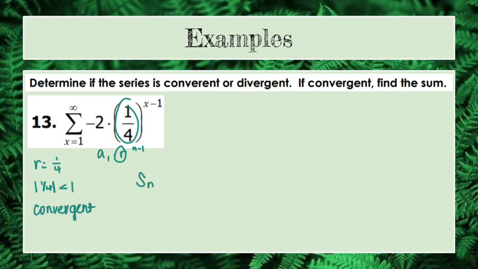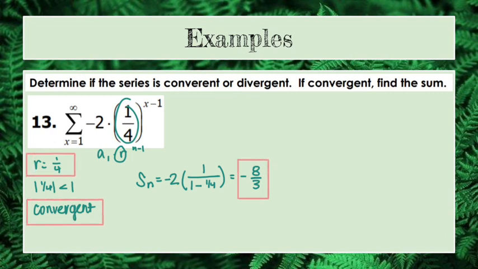And we need to use our formula to find the sum. So S sub n is equal to A1, which is when you plug this value in for the variable. And in this case, it happens to give us -2. Times 1 over 1 minus R, which is 1/4. And when we plug this in, we should get -8/3 as our answer. And the important parts of your answer are R, convergent, and -8/3.